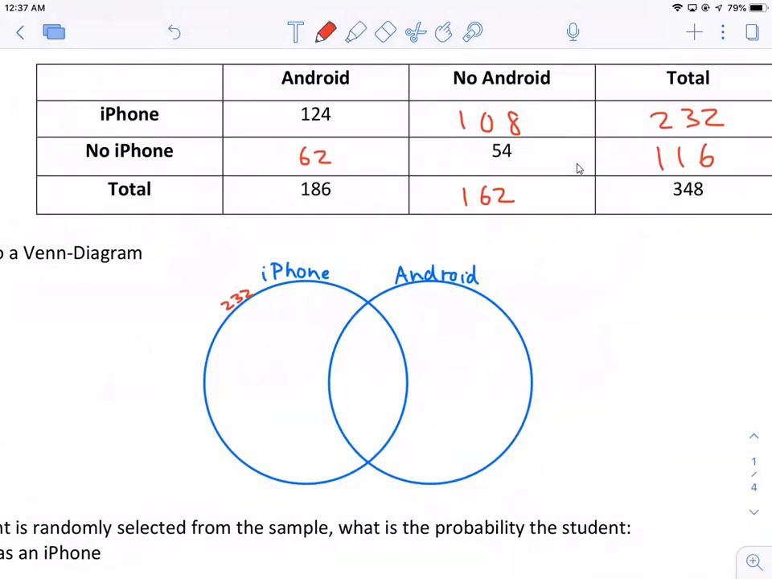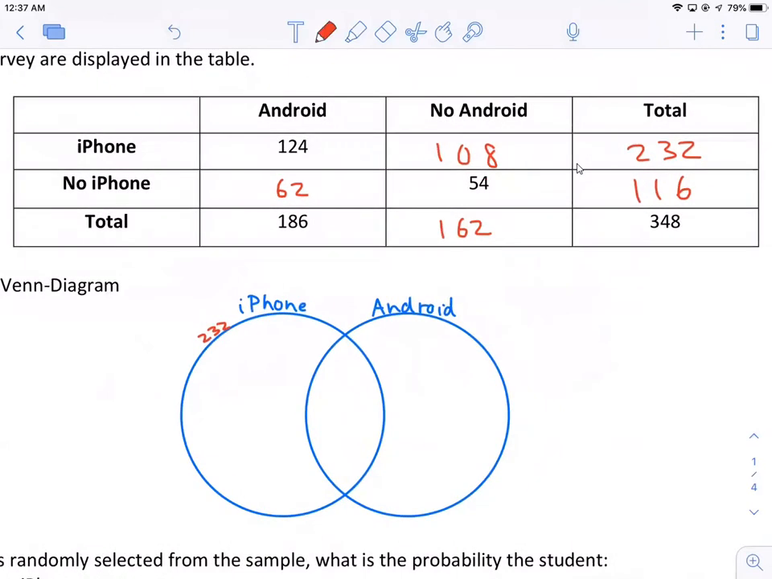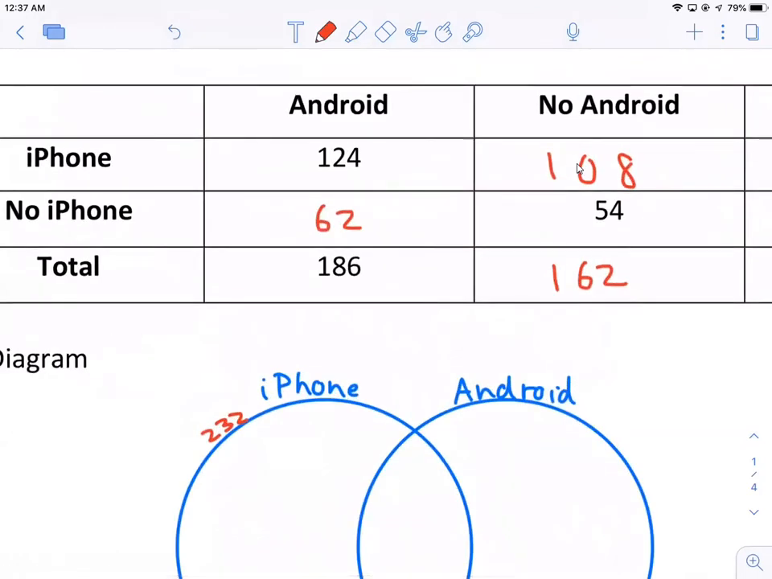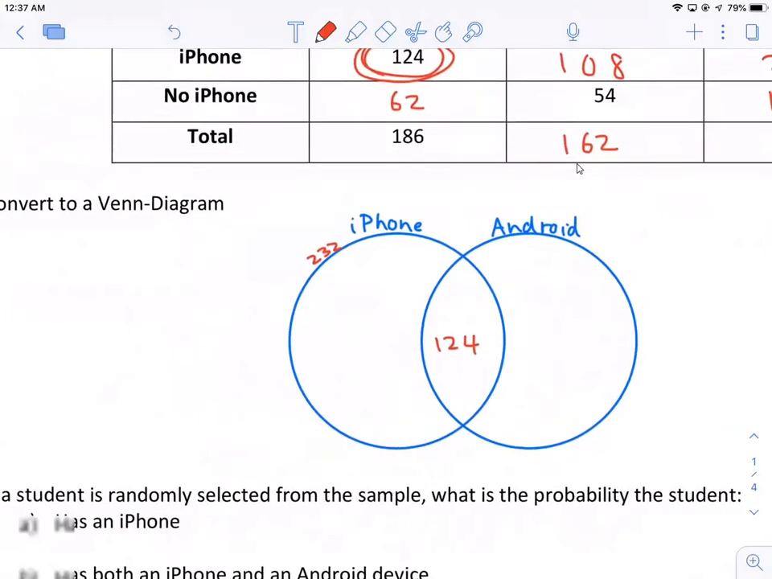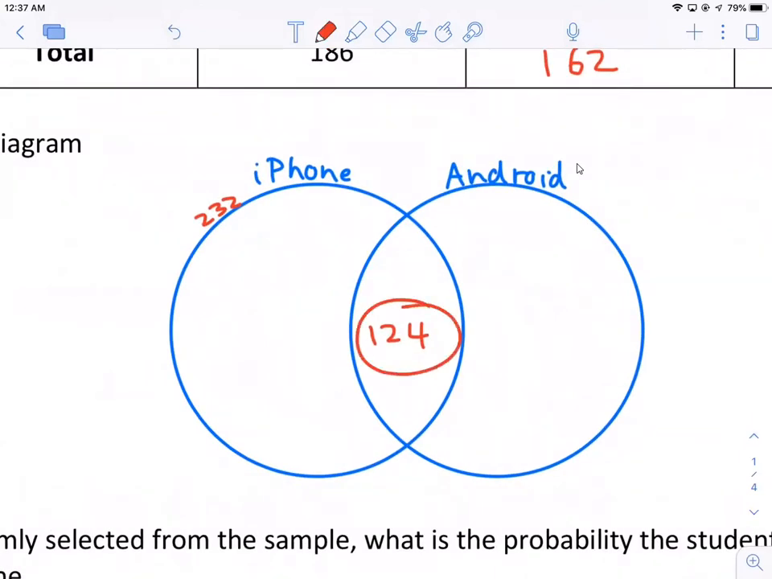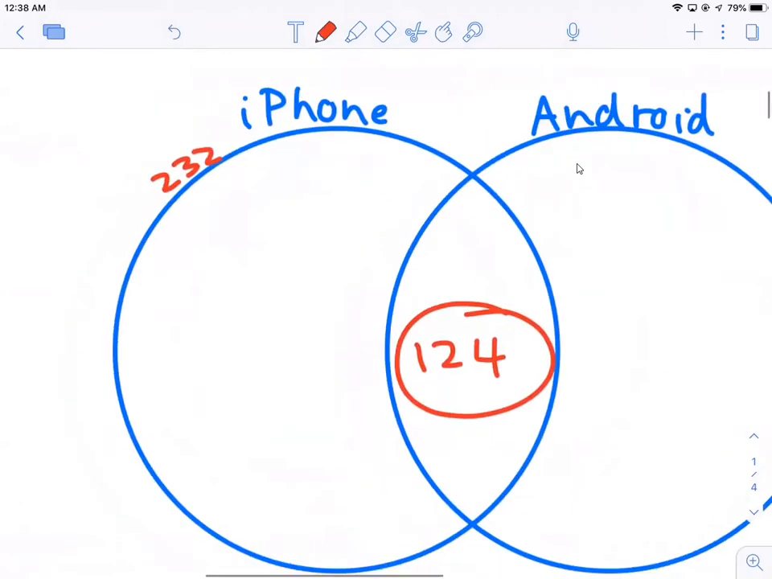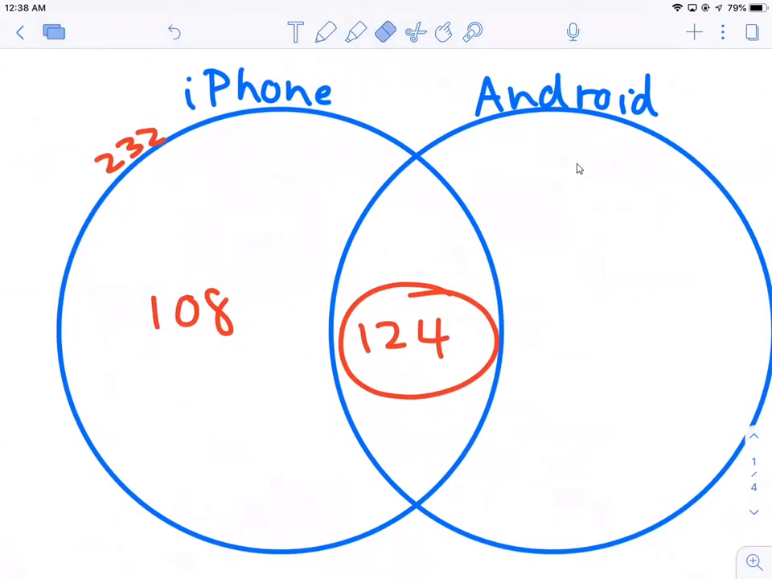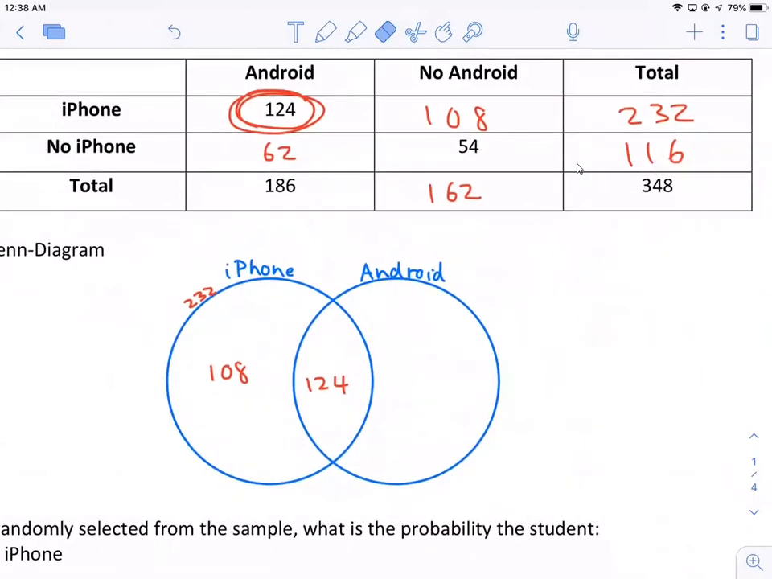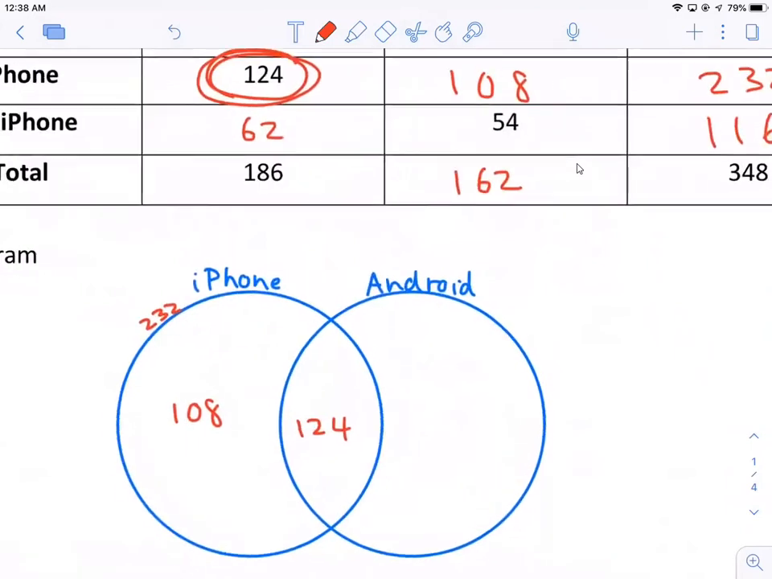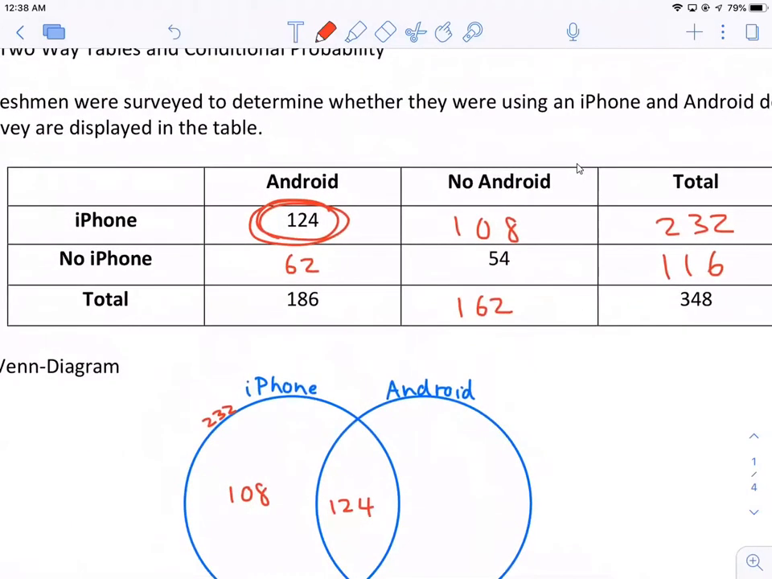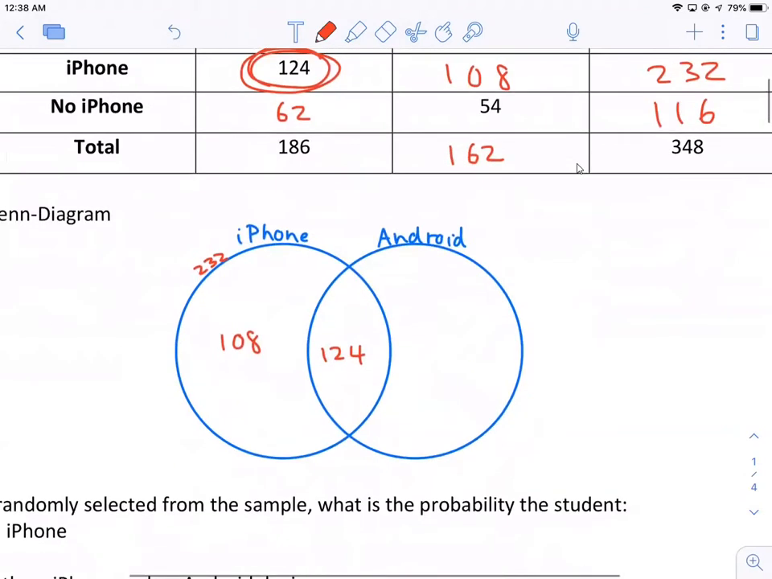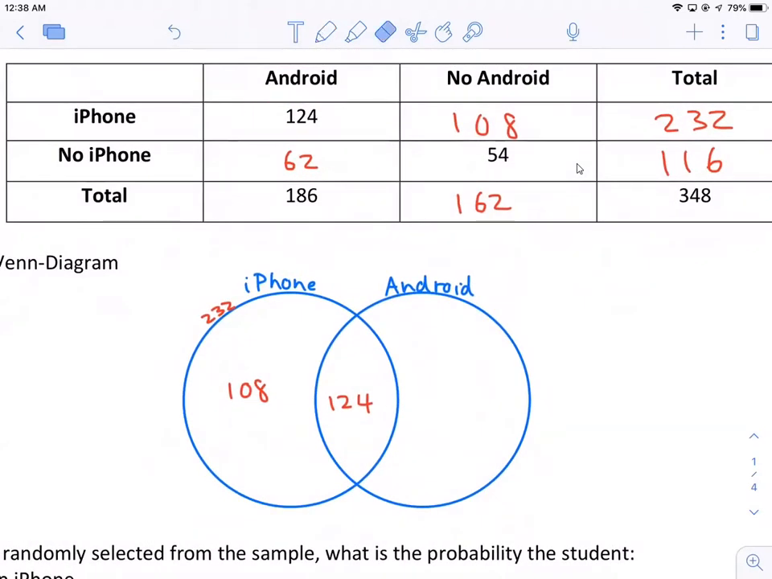So instead of just trying to fill in this piece first, I definitely know the intersection of iPhone and Android users, because I see 124 use both. So that number I know for sure goes in that middle section. Now if it's 124 here and the entire circle needs to add up to 232, I can do 232 minus 124, and I get iPhone-only users are 108 individuals. So if you have an iPhone and no Android, in this scenario you're going to be an iPhone exclusive user. That was pretty simple.